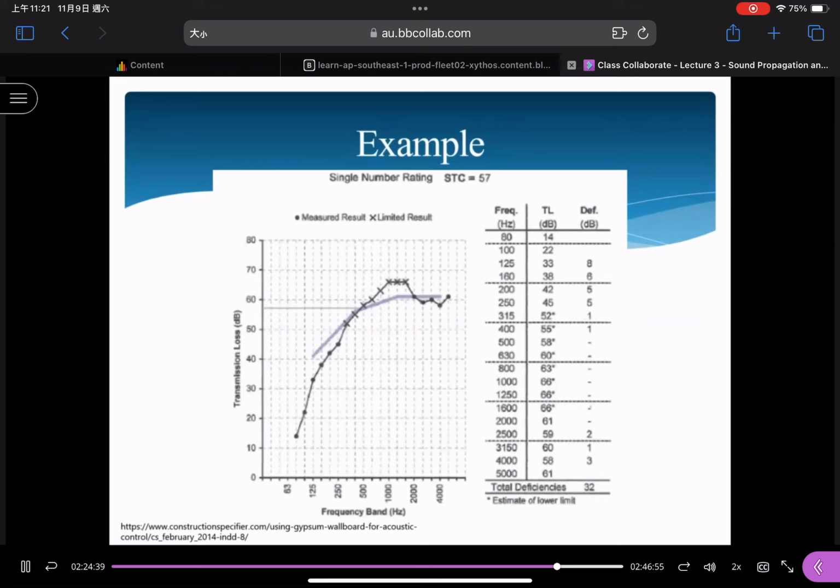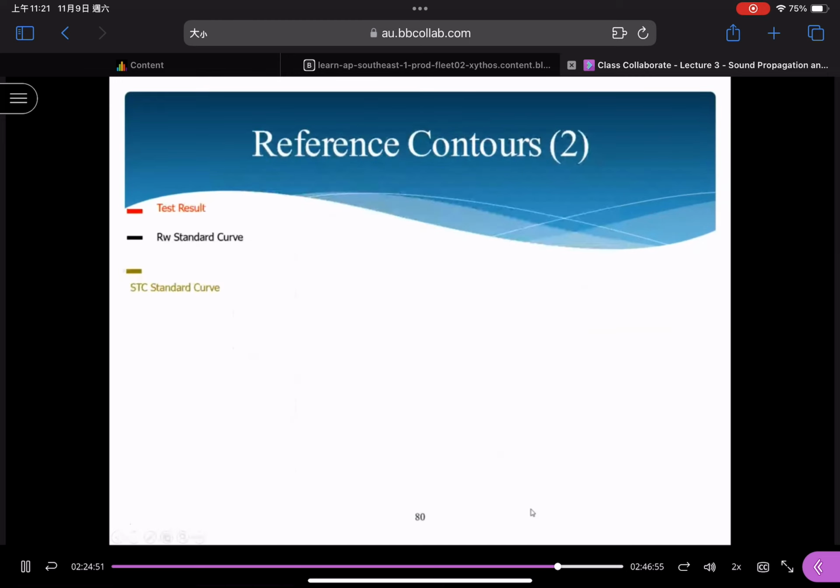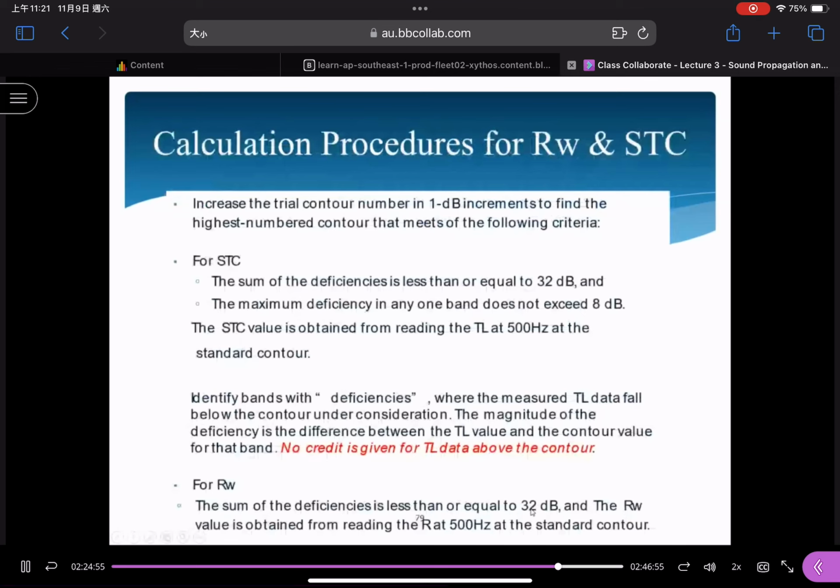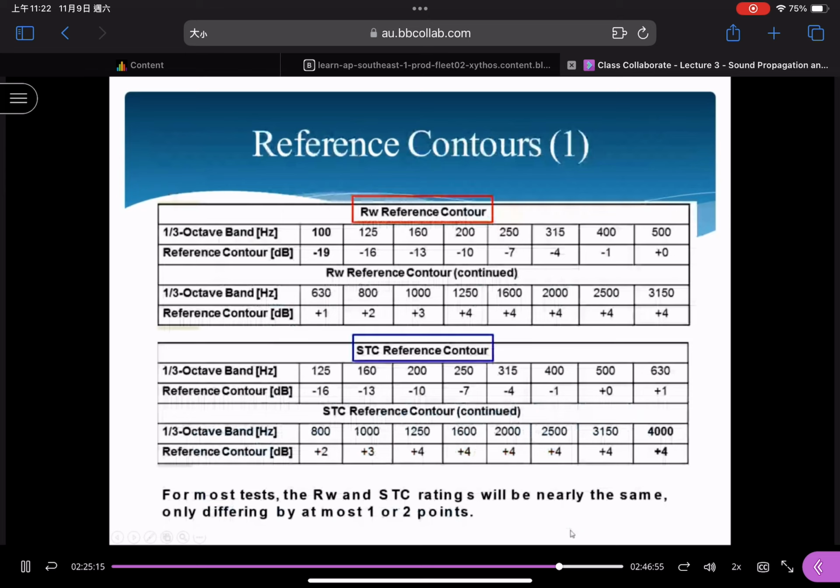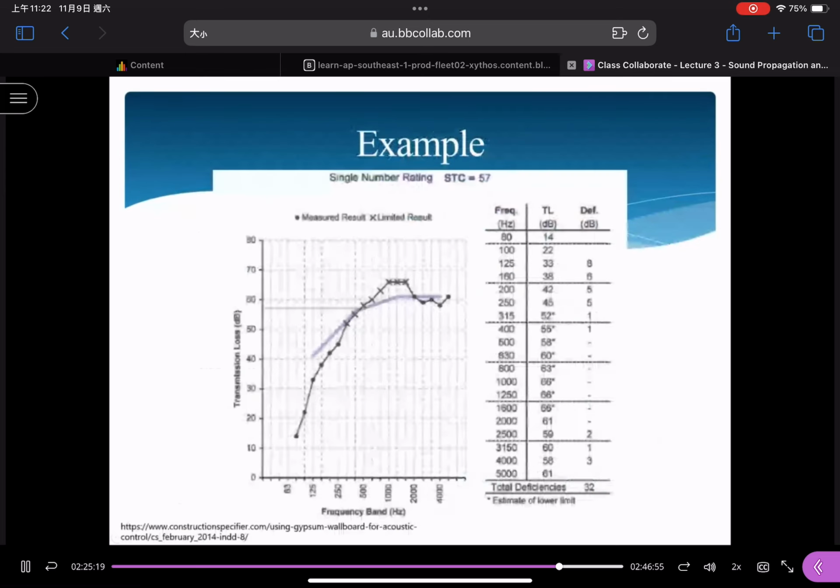From 500 hertz up to 2K hertz, all the data here are above the standard curve. Correct? When you just compare these two, there is a statement here: no credit is given for transmission loss data above the contour. It means that for those data above the contour line, we do not care about that. We do not need to calculate the deficiency. We only need to calculate the data below the standard curve. But you cannot tell me that I need to adjust the standard curve or below the standard curve. It doesn't make sense. In this way we cannot calculate the results.